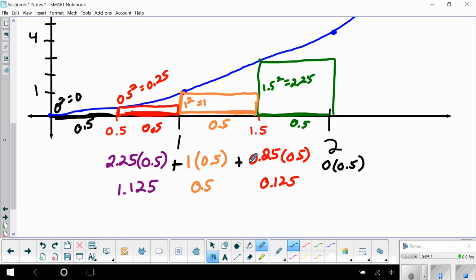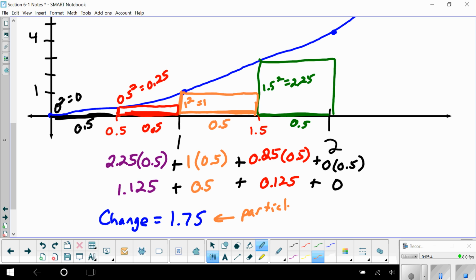And I want to add these areas all together. And so I get the total change is going to be 1.75. So my particle moves 1.75.